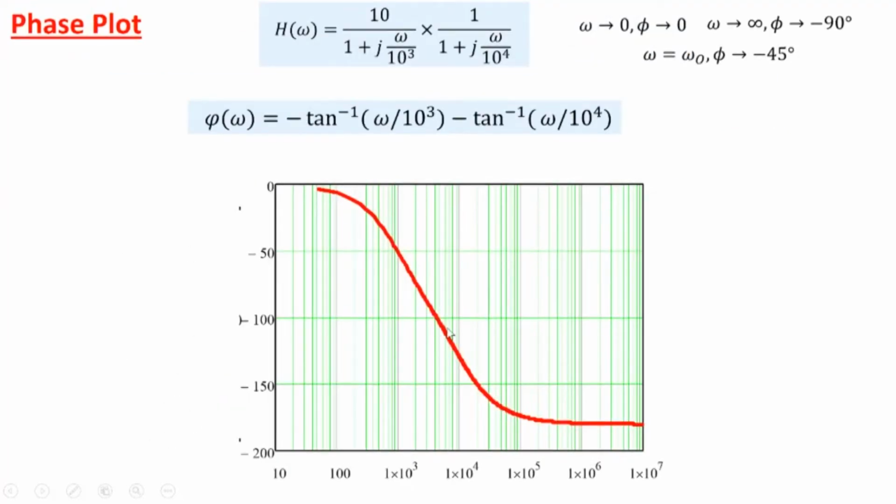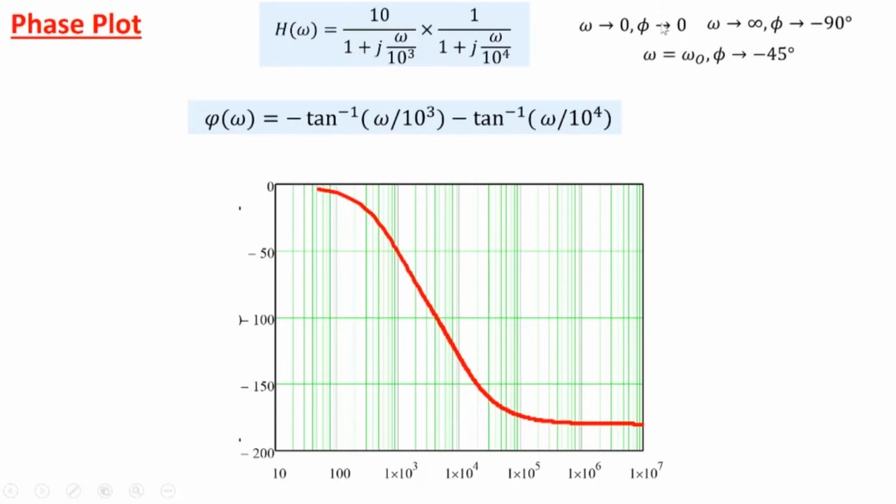All right, so for the phase plot, in the previous case we looked at only one term. Let's look at two terms here. The first term would contribute minus tan inverse omega by 10 to the power 3. The second one will contribute minus tan inverse omega by 10 power 4. And you need to sketch these out, keeping these in mind.